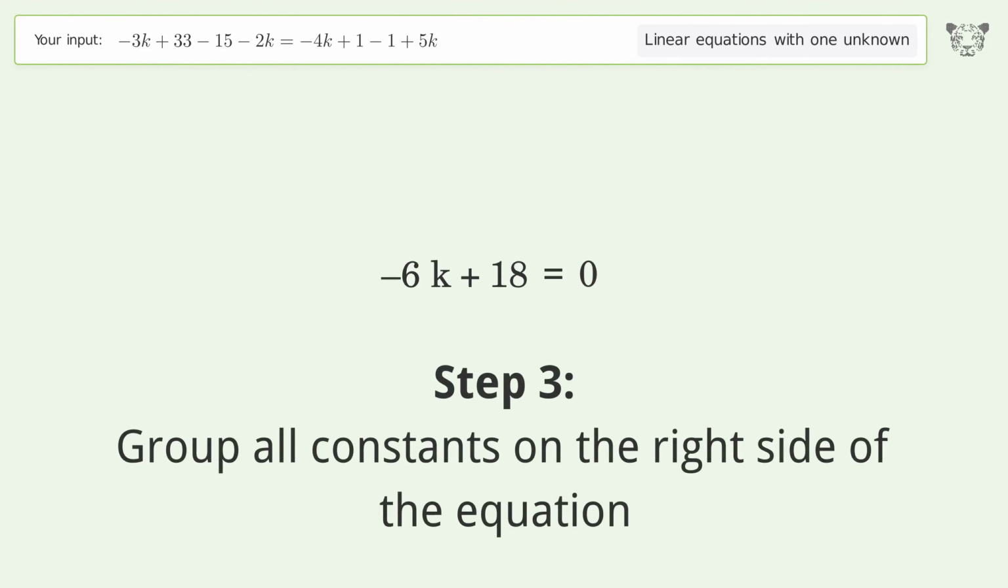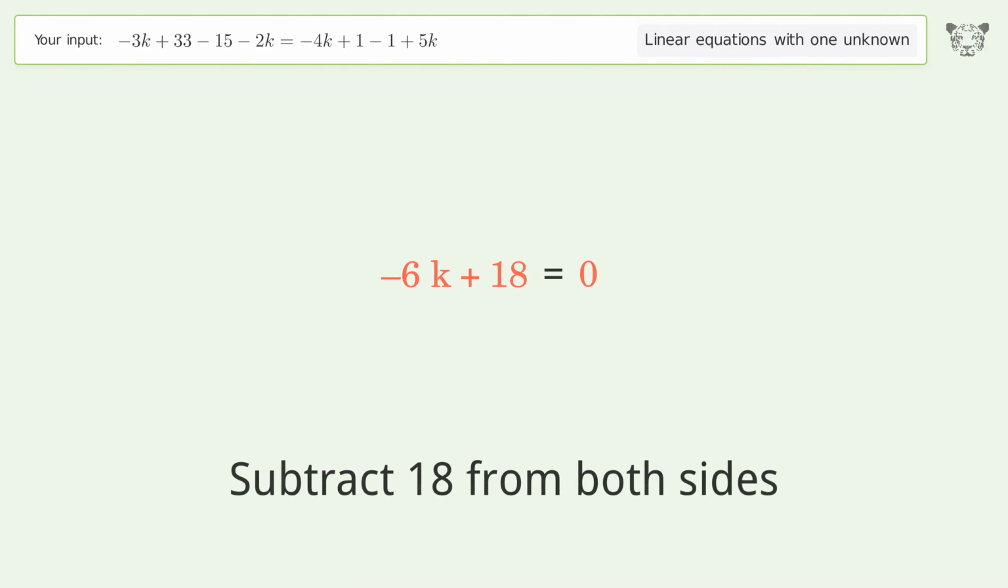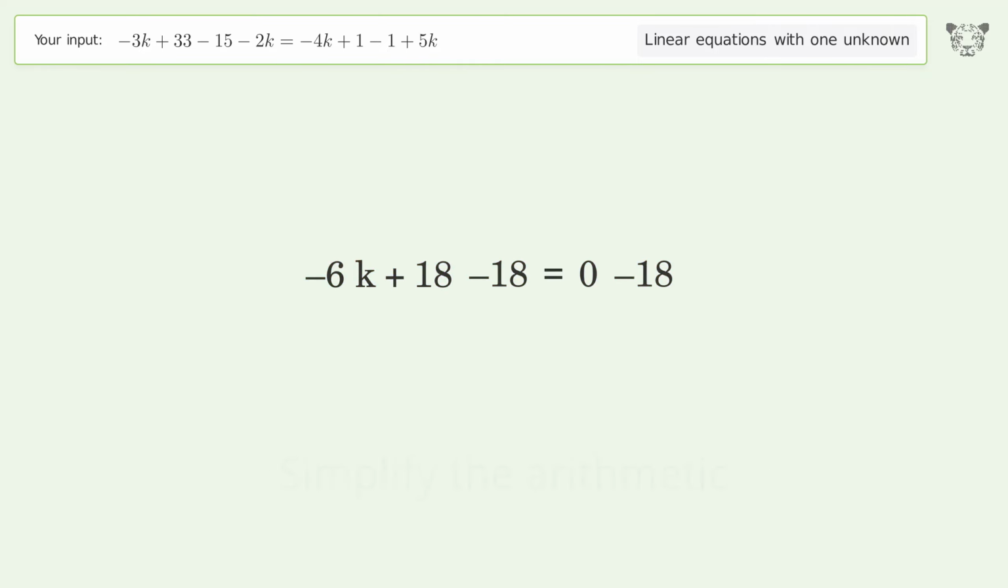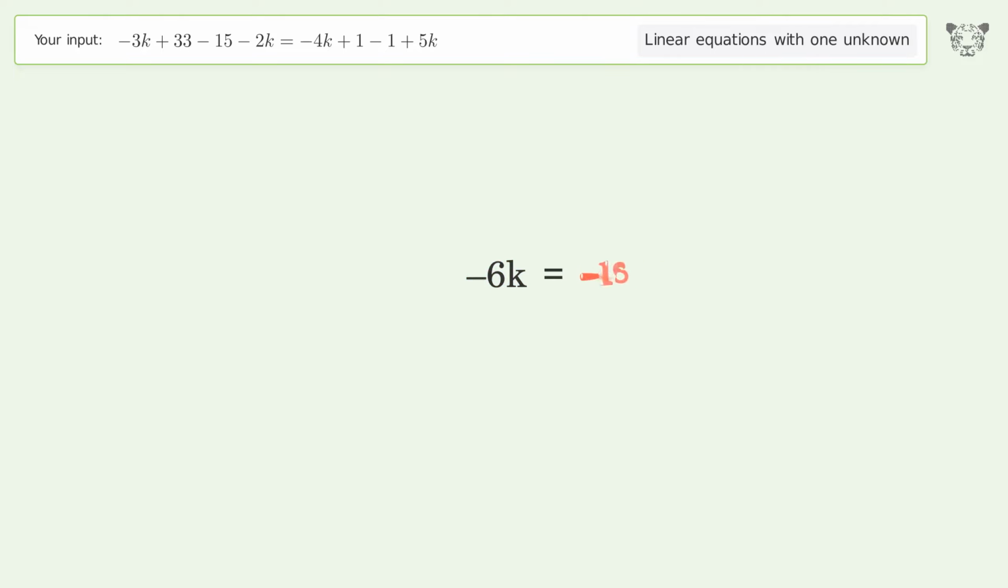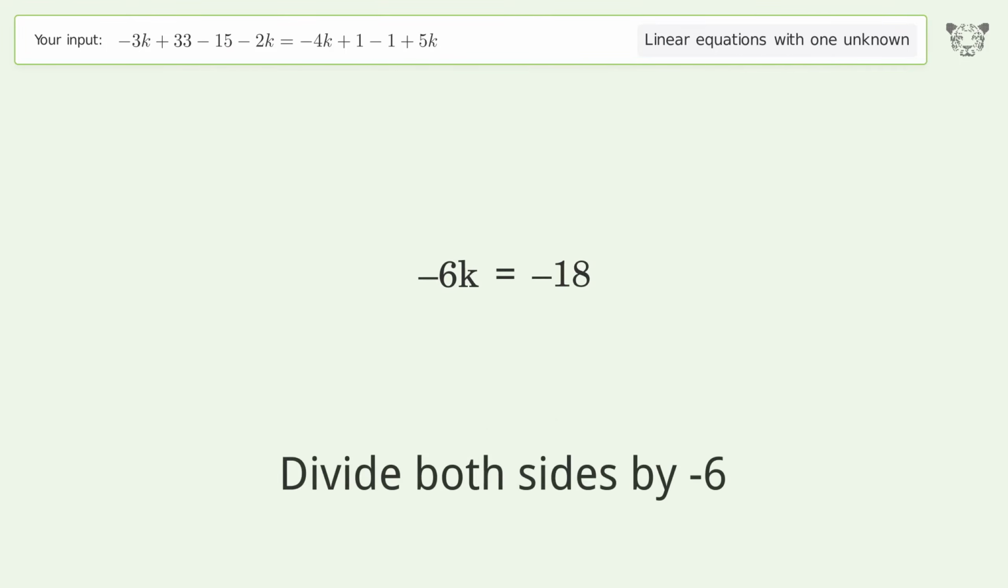Group all constants on the right side of the equation. Subtract 18 from both sides. Simplify the arithmetic. Isolate the k. Divide both sides by -6.